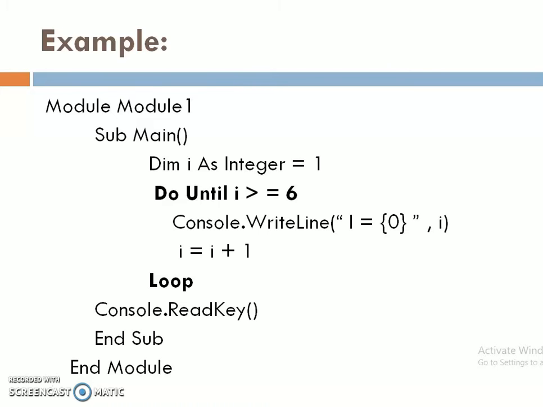Then to display 1 to 5 numbers, we use the write line function to display the I value, and then increase the I value. Then we write I is equal to I plus 1 equation. Then to close the loop, we write the loop word. Now we perform this program in a console application.